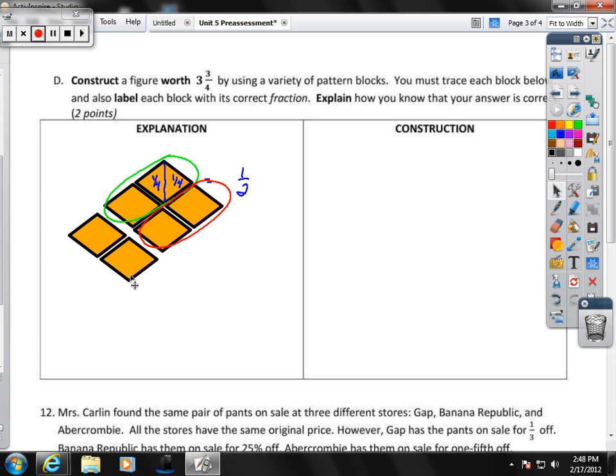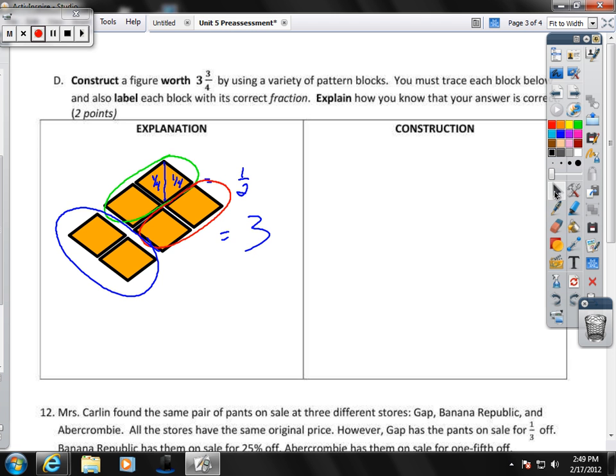Let's grab this guy right here. So there's my 3. And let's just circle that one. Oh, let's make it blue. So that equals 3 wholes. Now I need to get 3/4.